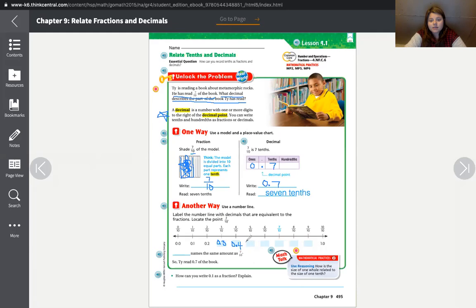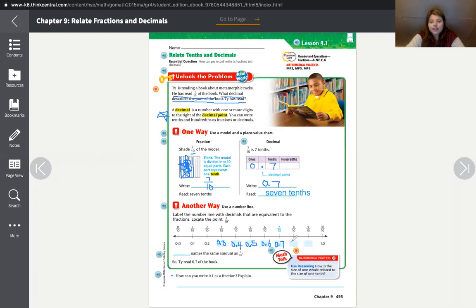5 tenths, 0 ones, and 5 tenths. We write it as 0.5. 6 tenths, 0 ones, and 6 tenths. So we write it as 0.6 and we read it as 6 tenths. 7 tenths, same thing. We still have 0 ones and we have 7 tenths. And if we look, our 0.7 matches our 0.7 up above.